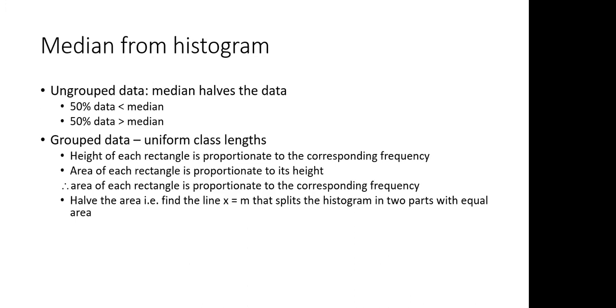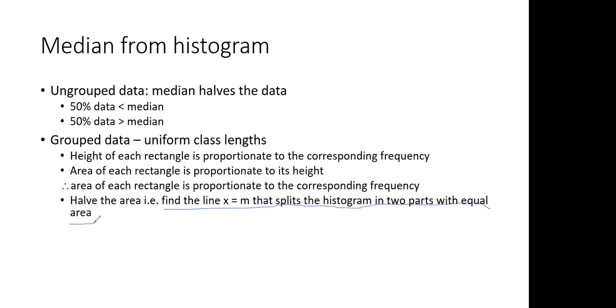And let me underline it. Find the line x equal to m that splits the histogram in two parts with equal area. So this is going to be a vertical line. I'll show you a picture in the next slide.